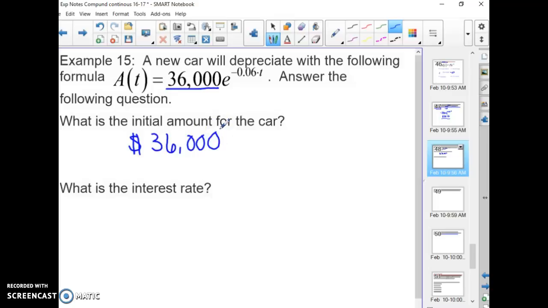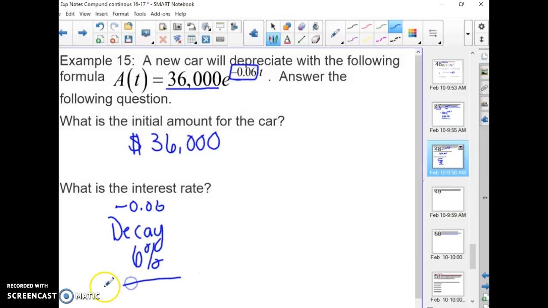What is the interest rate? So here's the thing. Interest rate, right? I shouldn't say interest rate. What is that rate of change? How's the car going to depreciate? Right there. So I have it's going down 0.06. So is that growth or decay? It's going to be decay because of a negative right there. And when I convert it to the percent, it decays by 6% each year.